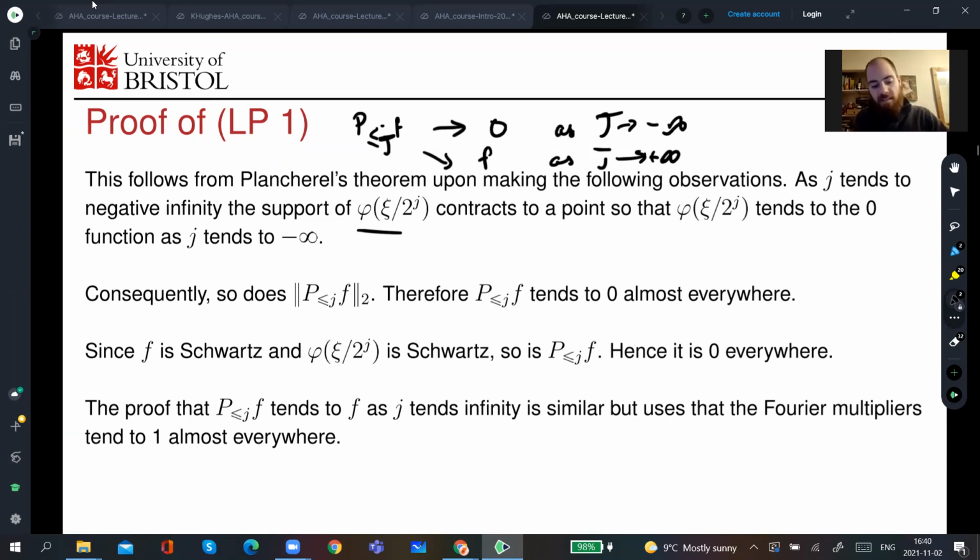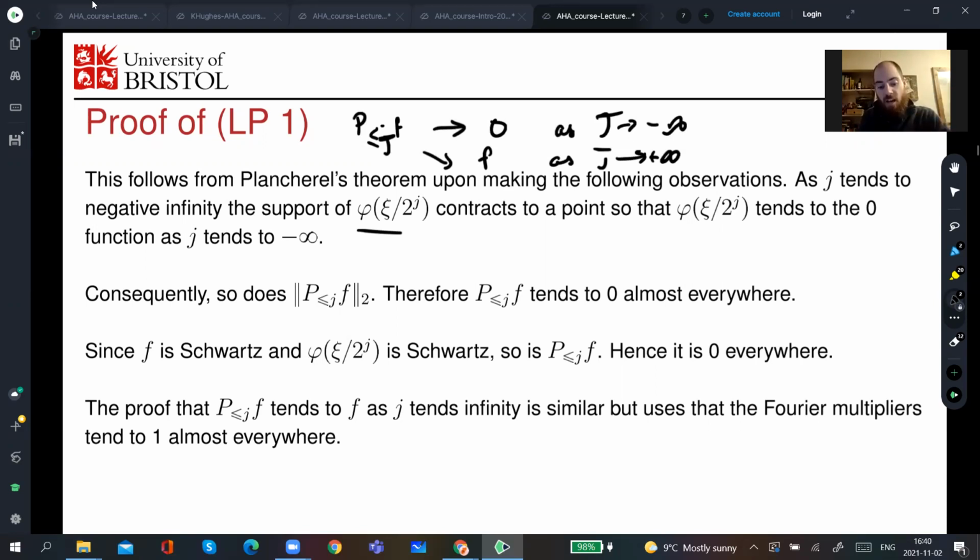Well, that gives you the L2 sense, and you can also get it pointwise if you start with a Schwartz function f, because if your function has 0 L2 norm, that means the function is 0 almost everywhere. And since you're Schwartz, that means you're actually 0 everywhere. Great.